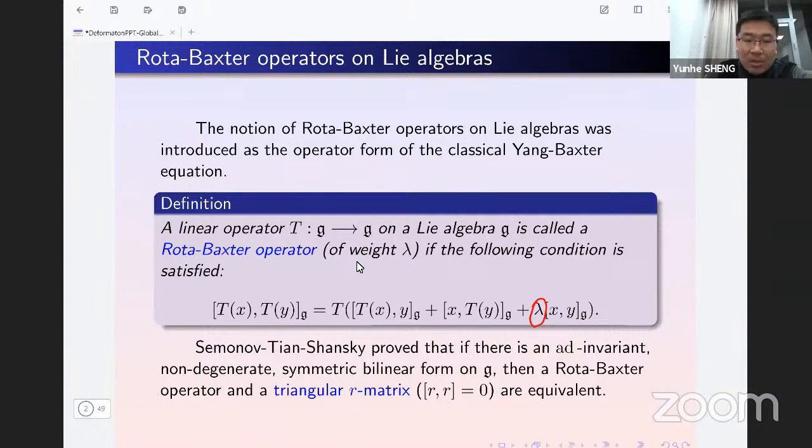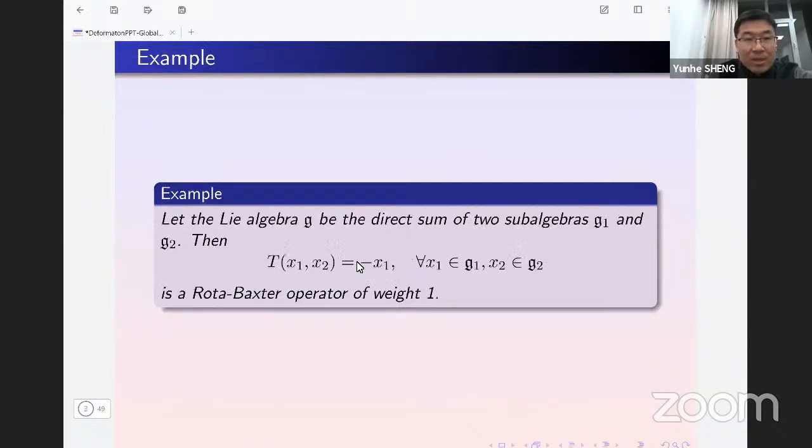So in this talk, I will mainly consider Rota-Baxter operators of weight 0, but before that, I give two examples of Rota-Baxter operators of weight 1. So let the Lie algebra G be the direct sum of two subalgebras, say G1 and G2. Then we define T from G to G by the following formula. So T of (x1, x2) equals (minus x1, 0). Then it's straightforward to deduce that T is a Rota-Baxter operator of weight 1.